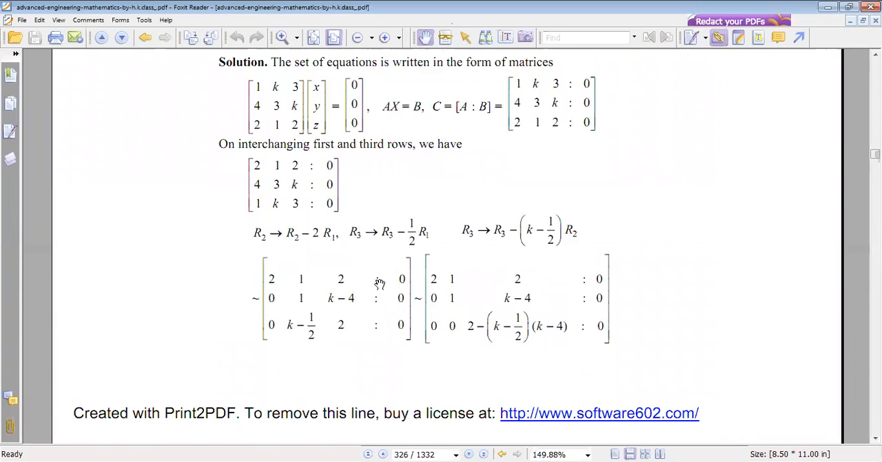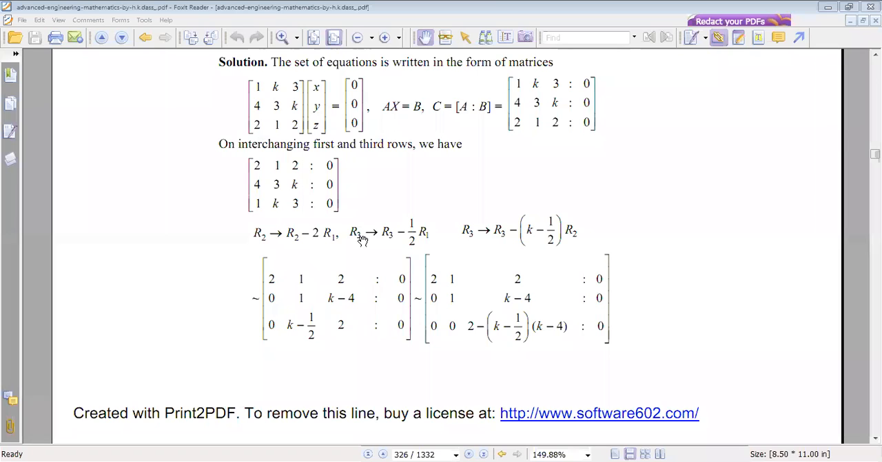Okay. See here, row 2 minus 2 row 1. So 4 minus 4, it will become equal to 0. 3 minus 2 into 1. So 3 minus 2, which is equal to 1. Again, k minus 2 into 4. So it will be k minus 4.